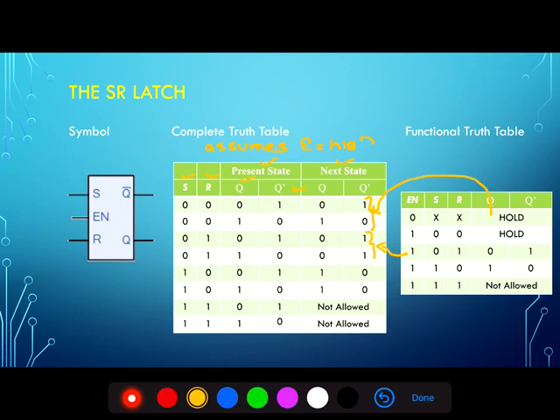described functionally here by this line in the functional truth table. And then when S is 1 and R is 0, we go into the set state rather than the reset state. And finally, the last combination, S and R equal to 1, is not allowed, so we ignore what's going on there.